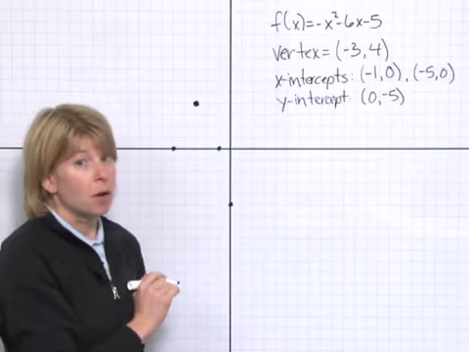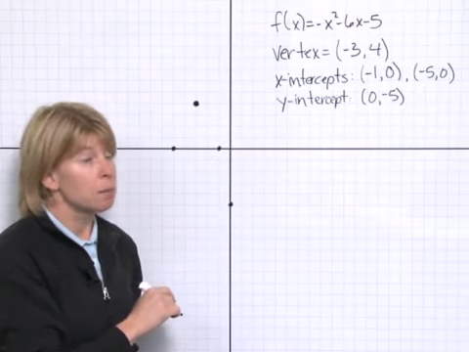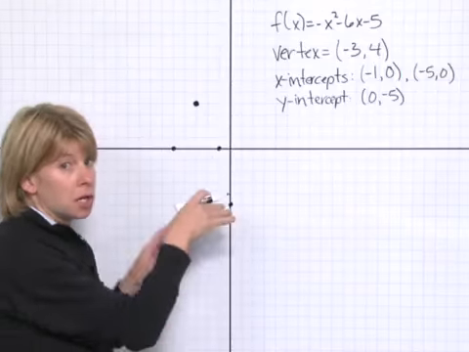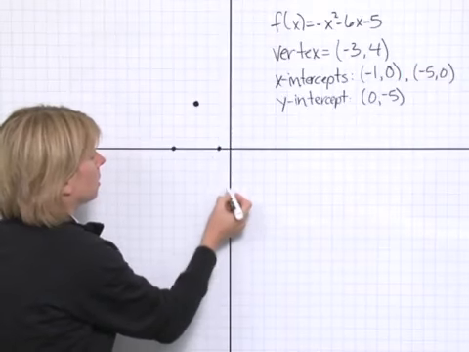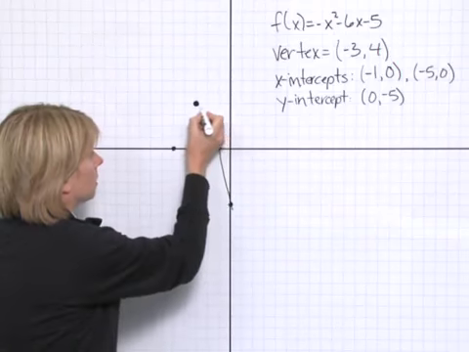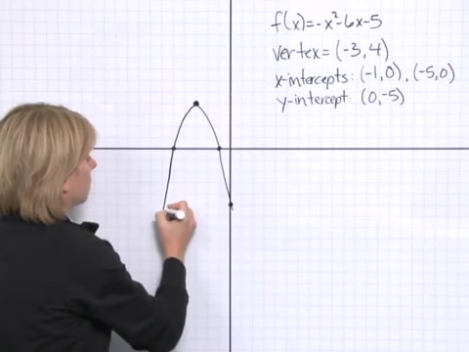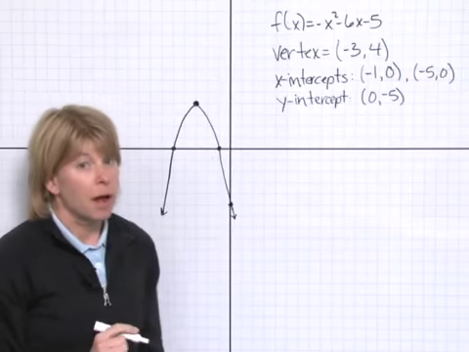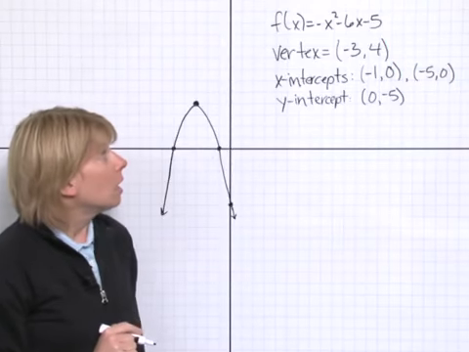Now remember, when we graph a quadratic function, we get a U-shape, and this happens to be a U-shape opening downward. So there is the graph of our quadratic function.